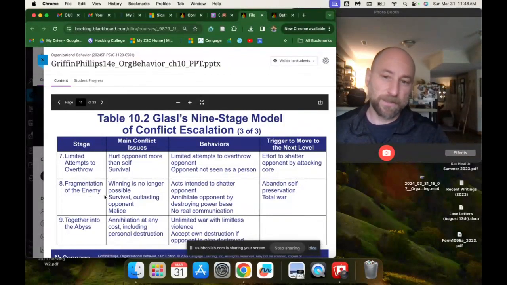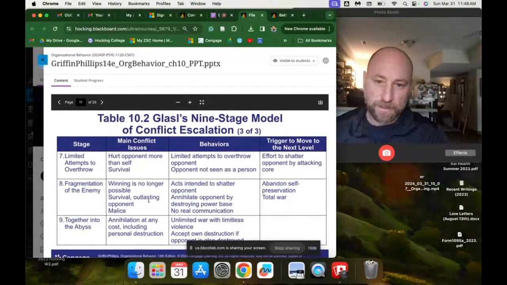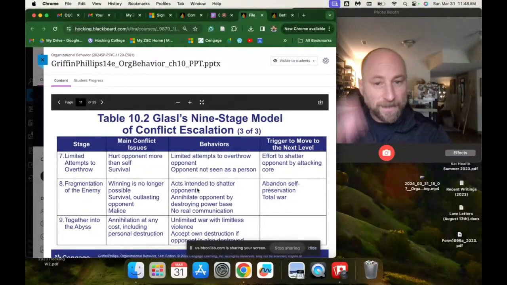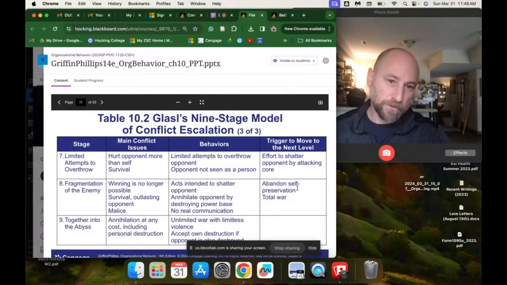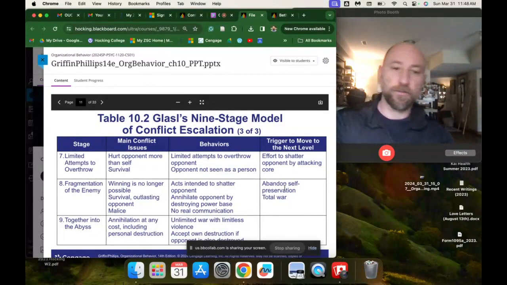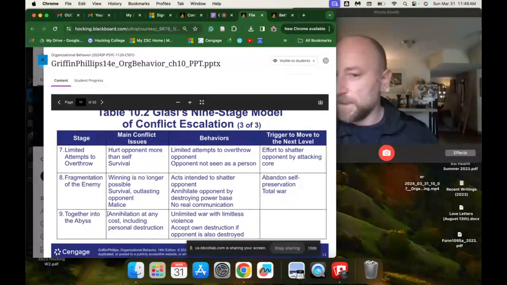This stage is fragmentation of the enemy. I find some of these titles a little funny. Winning is no longer possible. Now it's about survival and outlasting the opponent. Here you've got behaviors or acts that are intended to shatter or annihilate the opponent. Now the thing that moves it to the next level is there was some focus on self-preservation, but now there is no longer that. Now it's total war.